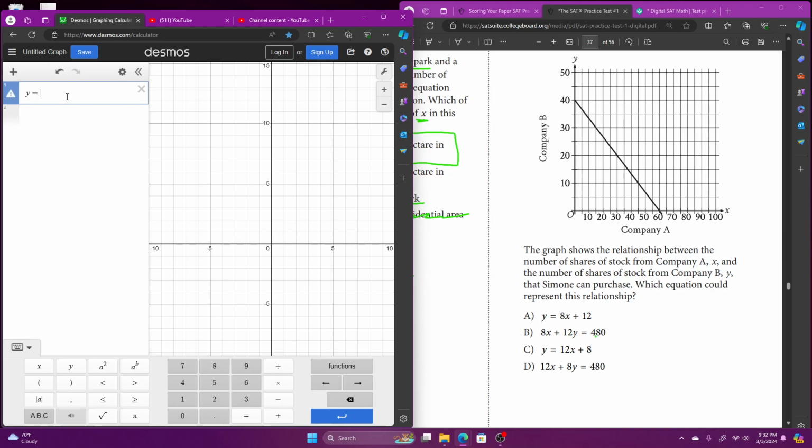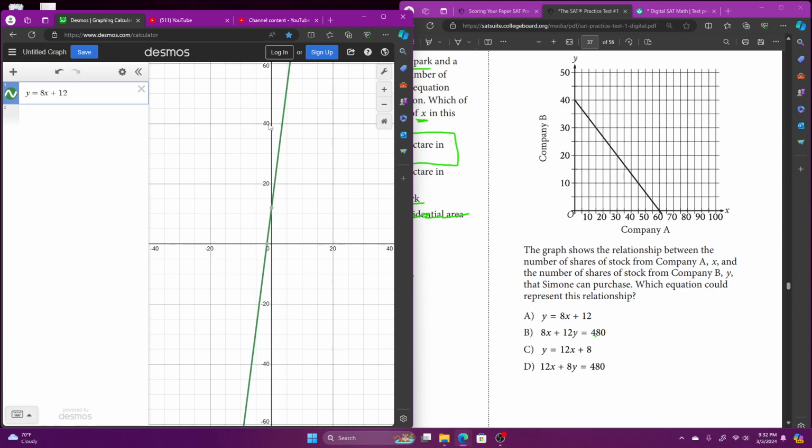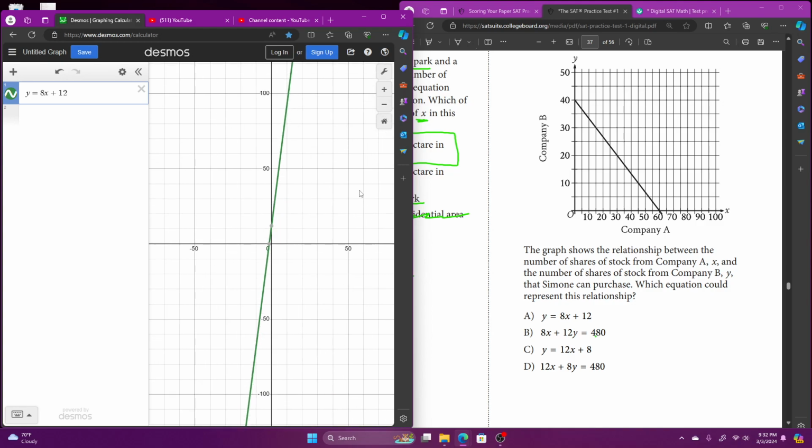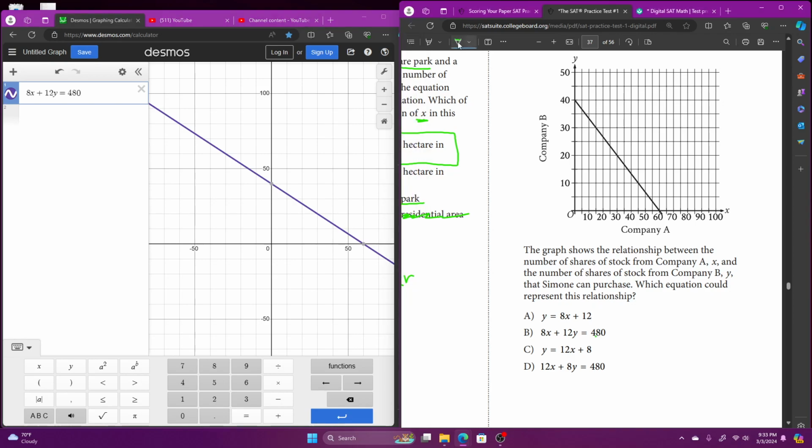Y equals 8x plus 12. My y-intercept is nowhere near 40. My x-intercept is nowhere near 60. So yeah, no way. And then when you try answer choice B, 8x plus 12y equals 480. Look at that. We've got a y-intercept at 40, and an x-intercept at 60, which is a match to our graph here. So, of course, B is the correct answer.